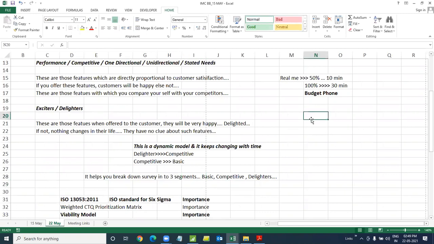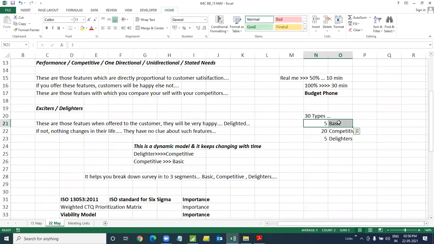You may be starting with, say, 30 different types of problems, which you've now segregated. Out of 30, say five are basic, 20 are competitive requirements, and five are delighters. Now, you know for sure, first things first, I must address the basics. Otherwise, there's no point even talking about the others. So out of these five, I need to further select a project.